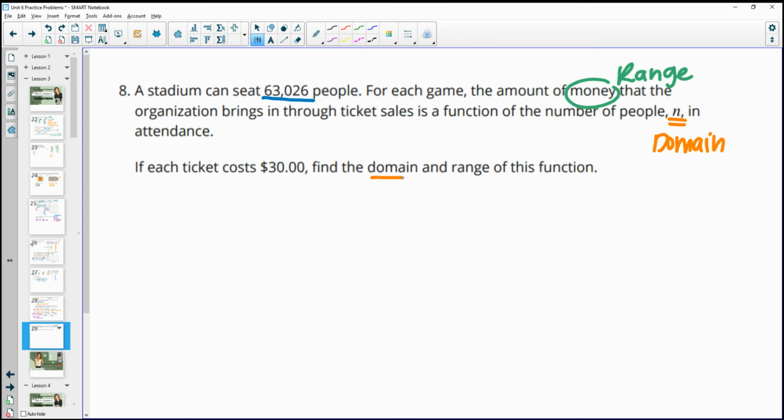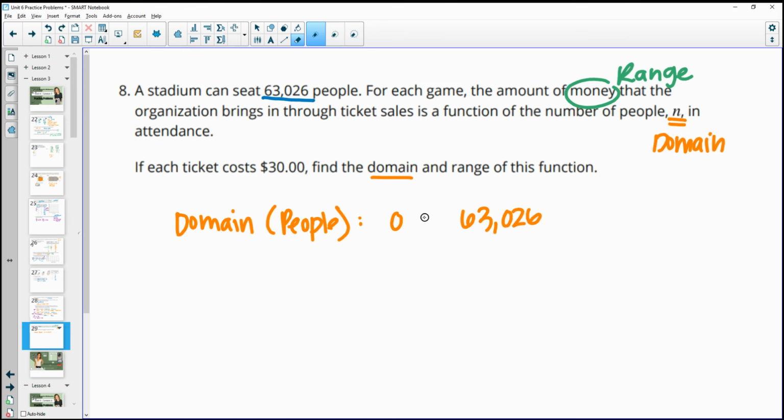So the domain is just how many people can be in this stadium. And so what we have here is you could have 0 people, up to 63,026. So from 0 to 63,026. And if you want to write this with an inequality, you could say 0 has to be less than or equal to the number of people, which has to be less than or equal to 63,026.